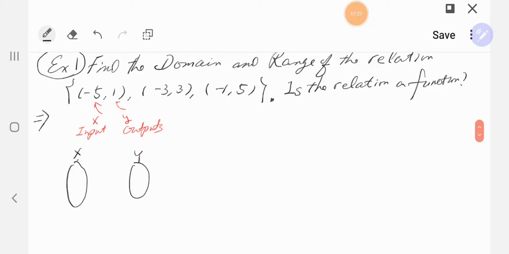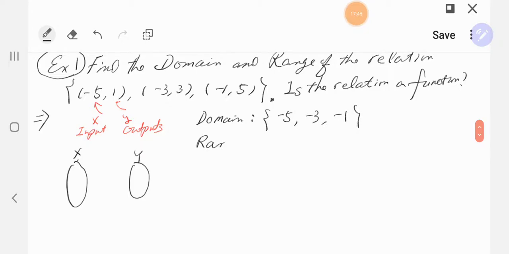So input is the domain. So domain is the input. So in this case, domain is a set of all input values, which is -5 from the first point, and from the second ordered pair, -3 and -1. Okay, range.